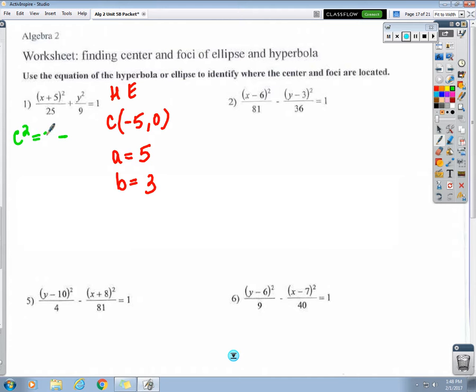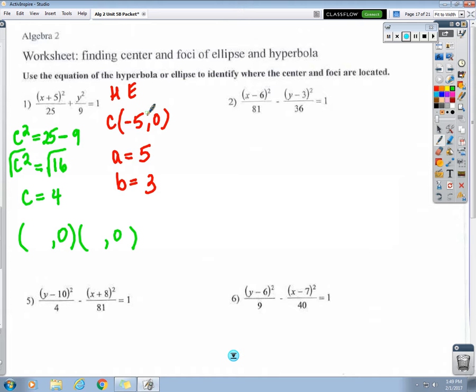So that would be 25 minus 9, and that becomes 16. To cancel out the square, you square root both sides, and so C equals 4. So now we're ready to write our 2 points of our ellipse. Since it's horizontal, it'll be the x value getting added and subtracted to. The y value will remain 0.